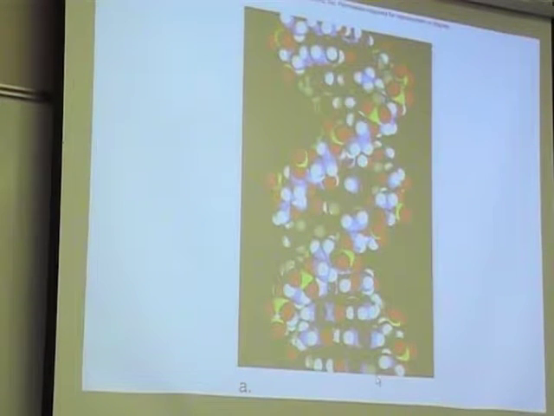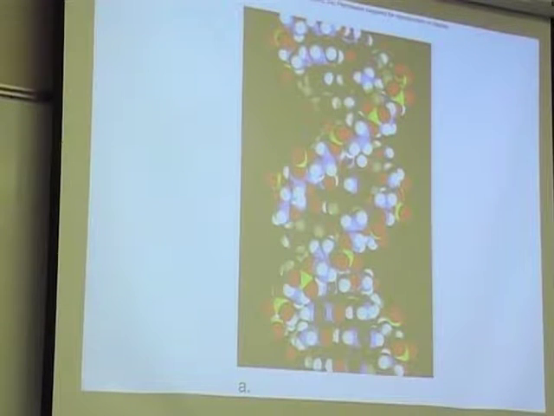And the guys who discovered that won a Nobel Prize. Do you want to remember their names? Well, no. Watson and Crick. Very good. Nice. Wow.